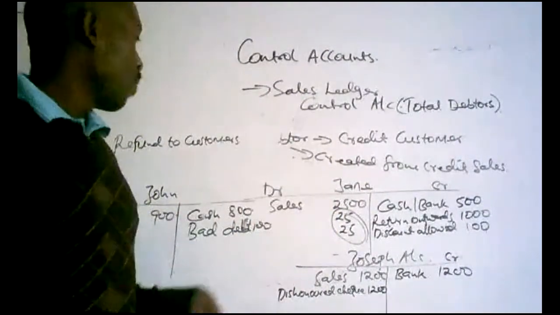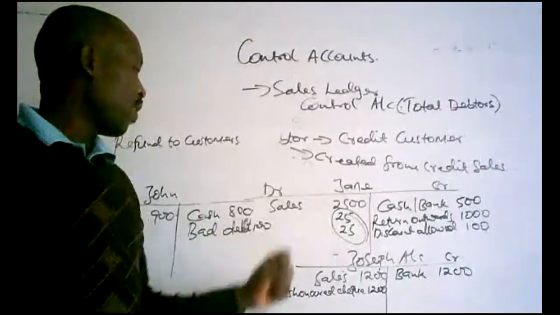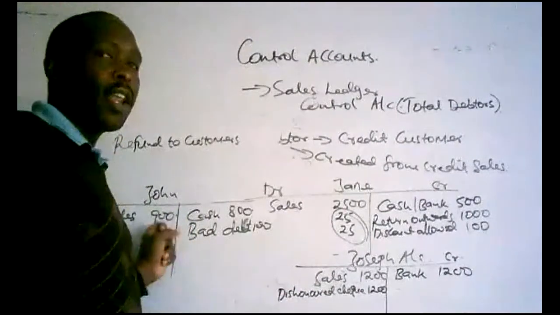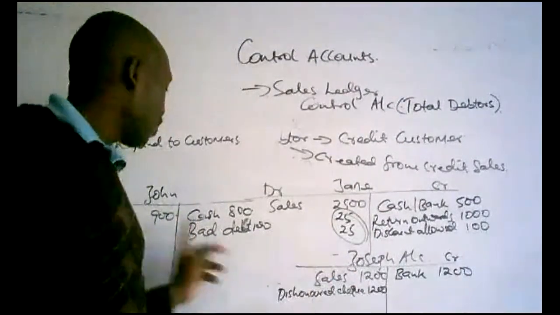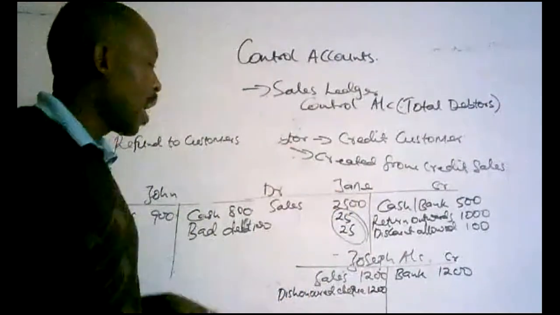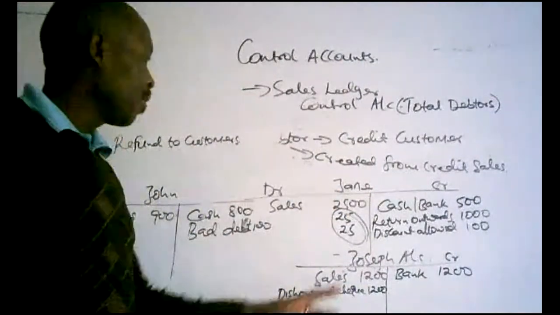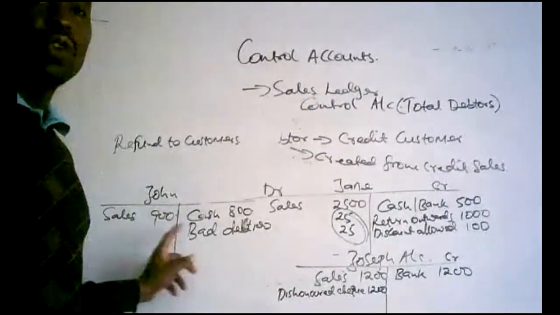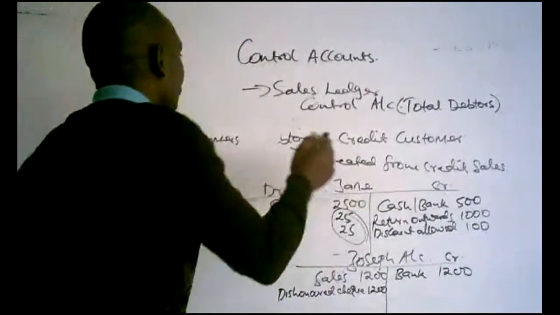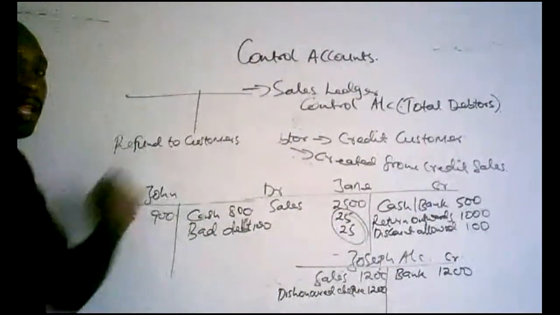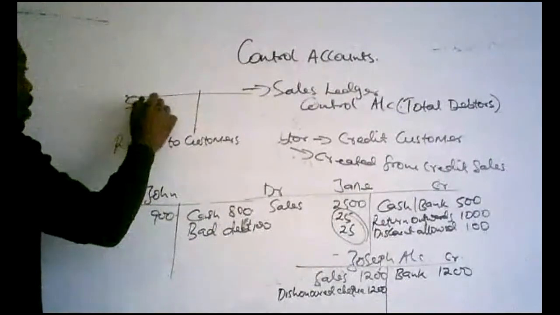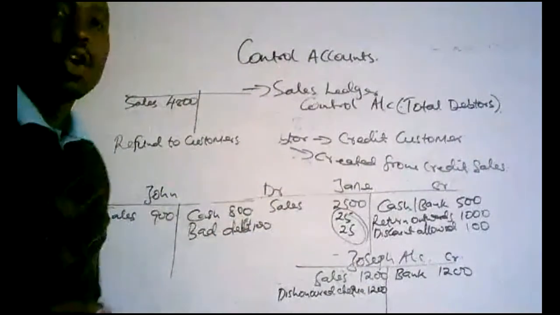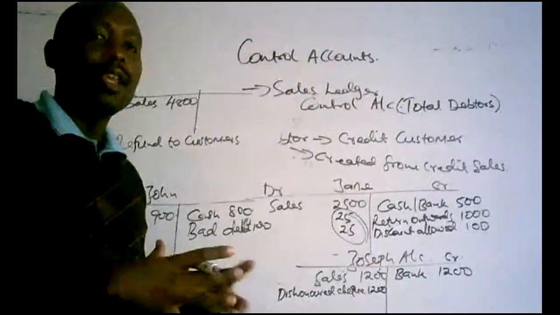Like, for example, if we sold the goods to Jane 2,500, we sold the goods to Joseph 1,200, and we sold the goods on credit to John 900. Instead of having this one separately recorded, we can have one account, and then we record sales. This plus this is 37, 37 plus this one is 48. We can simply have one account, and then we debit and say sales 4,800. Instead of having individual ledger accounts, we have all of them combined in one account.